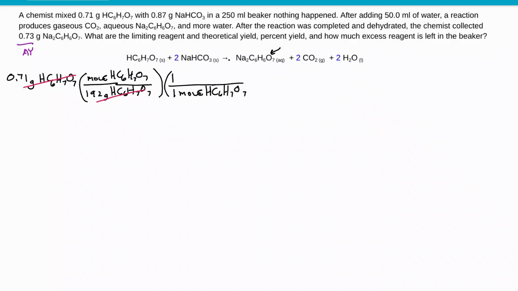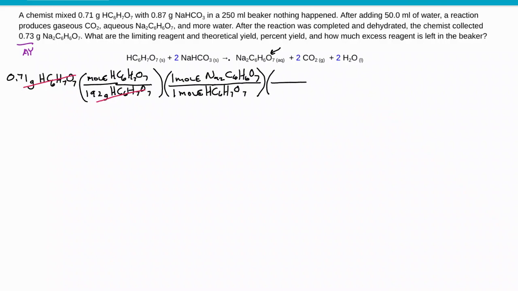So in all balanced equations, the coefficients are in terms of moles. So 1 mole Na2C6H6O7, parenthesis. And now we're going to convert this to mass. We could stop at moles and we could determine our limiting reagent and our excess reagent, but we want to find out what's left in the beaker. So let's get some numerical value or a mass instead.